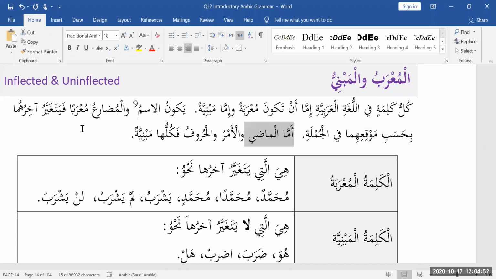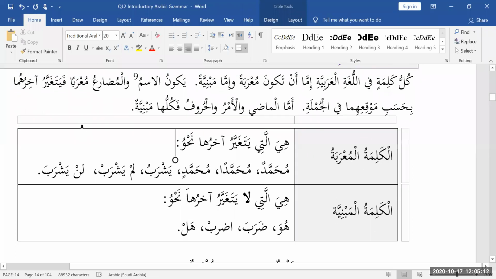أما الماضي والأمر والحروف, as for the past and the command and the huruf, فكلها مبنية, mabni meaning uninflected. That's it. That was the lesson today. Let's get into a little more detail.